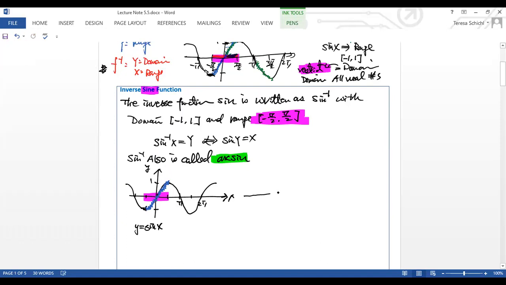So instead of drawing the sine function repeating, this is the sine I'm focused on. This is 1, this is -1. This is the sine function, just like I highlighted here. This is y equals sine x, but I restricted the domain to negative pi over 2 to pi over 2, because now it passes the horizontal line test and you can find the one-to-one inverse.